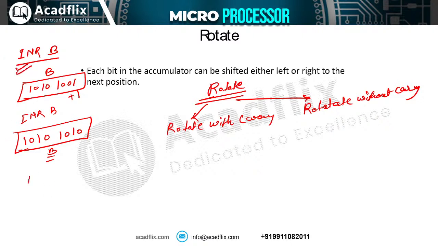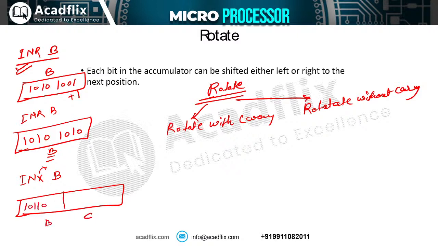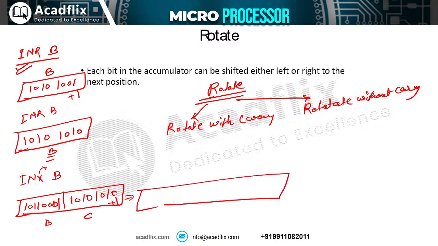What is the difference between INR B and INX B? INX B will work on the register pair, because we have X here. That means now we will increment the register pair BC. You have a register pair BC in which you have some value, let us say 1 1 0 0 0 1 1 0 1 0 1 0 1 0. You are incrementing this value, so 1 will be added here. BC will finally become 1 0 1 1 0 0 0 1 1 0 1 0 1 0 1 1.